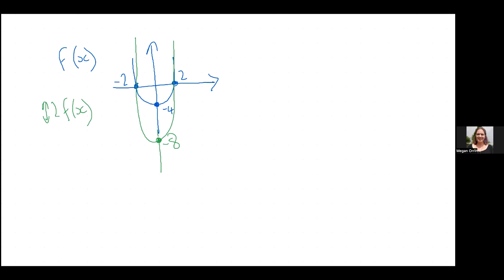Let's see if you can figure out what I should do here. What if I'm doing -2 f of x? So what's changing now? I'm flipping it. Yeah, so I'm multiplying it by -2. So what should I do with my graphs, my points? Good. Am I doing anything with those? No? No. All right, thank you.